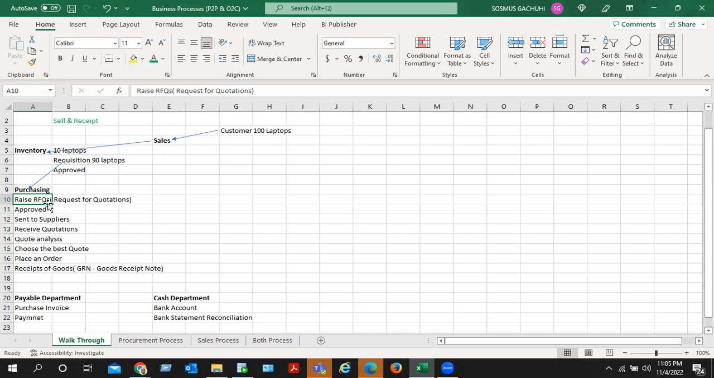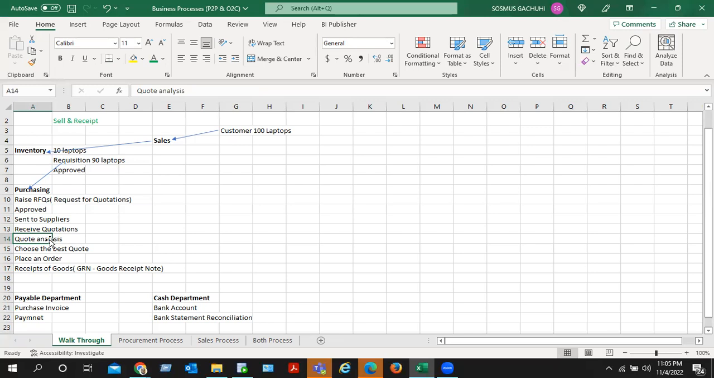asking suppliers. This is a document that asks suppliers to quote, or to give the prices of how they will sell their laptops to the organization. Of course, this document, the RFQ, has to be approved and sent to suppliers. Once suppliers receive them, they will send quotations to our organization. So we'll receive quotations. After receiving quotations, we'll do quote analysis.